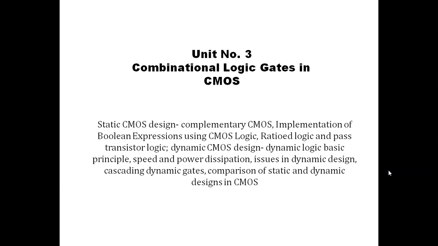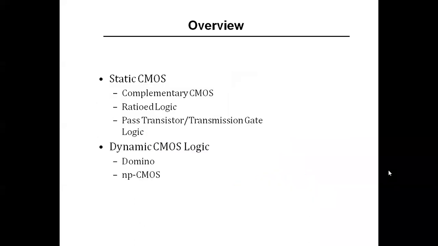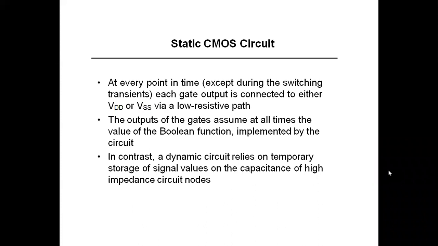We have started with unit number 3, its syllabus, whatever points we are going to discuss under this unit. Then we discussed combinational versus sequential logic design, then an overview of this entire unit. Then, what do you mean by static CMOS?